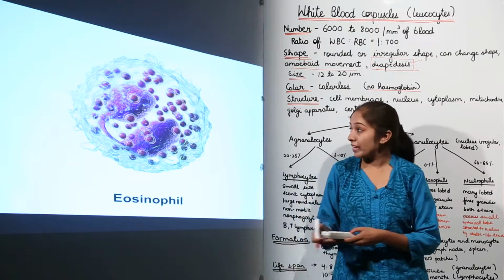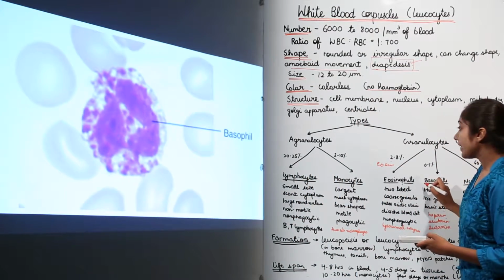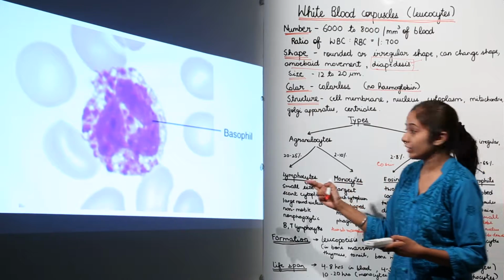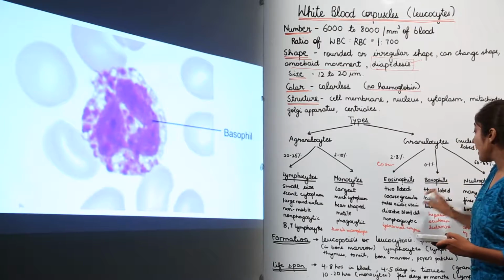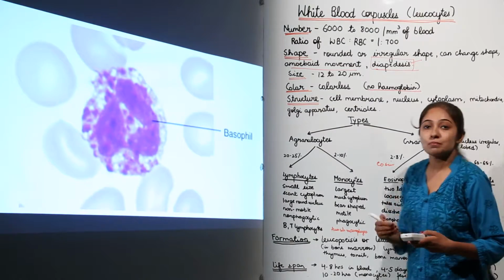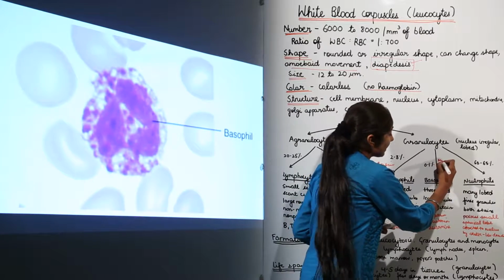Then moving on to basophils. These basophils have a three-lobed nucleus. As you can see, the nucleus is three-lobed. They take the basic stain. That basic stain is methylene blue. That is why the name is basophils. Like they take which stain?